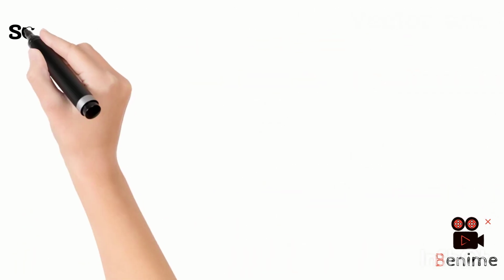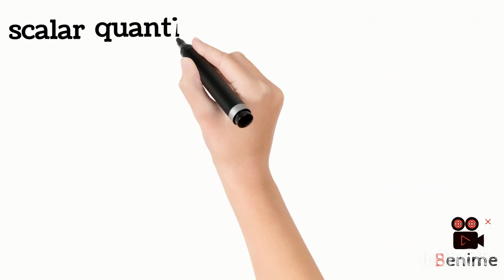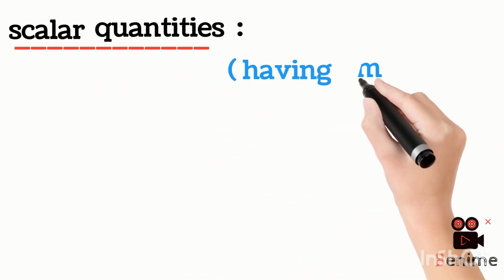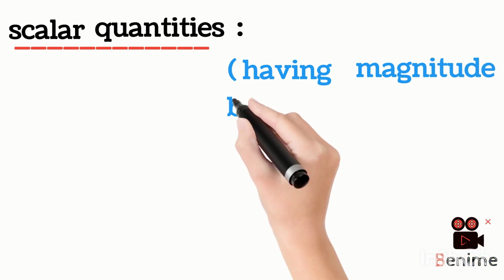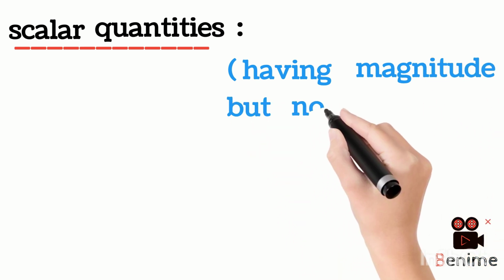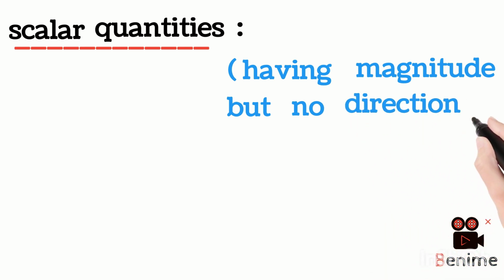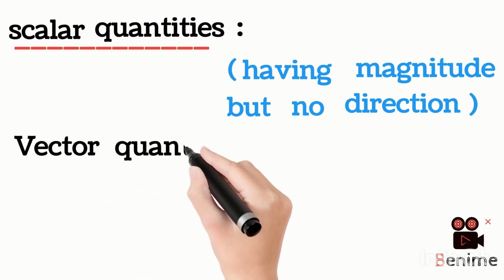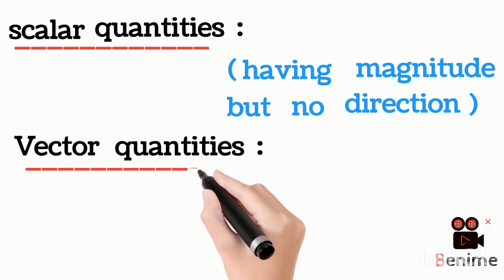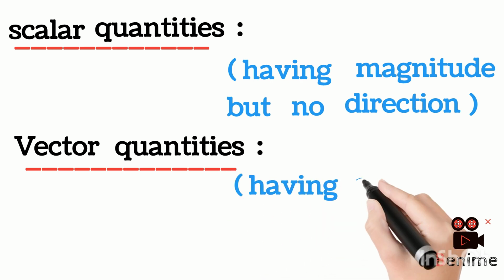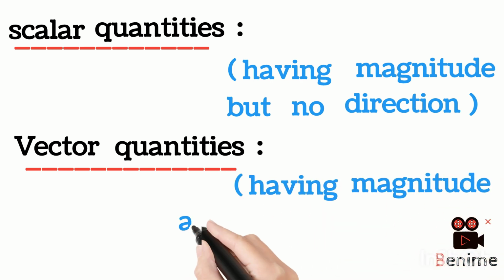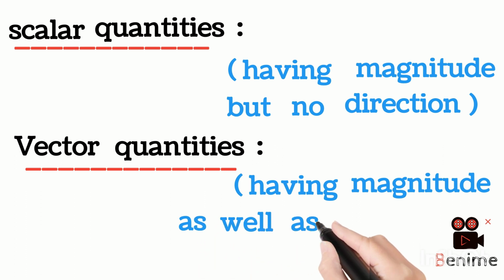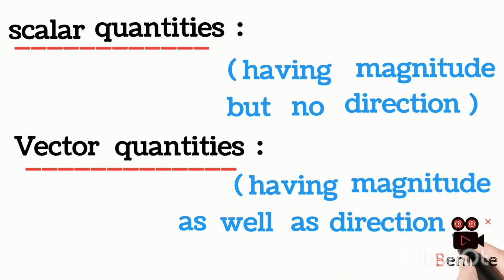Scalar quantities. Definition: having magnitude but no direction is called a scalar quantity. Vector quantities: having magnitude as well as direction is called vector quantities.